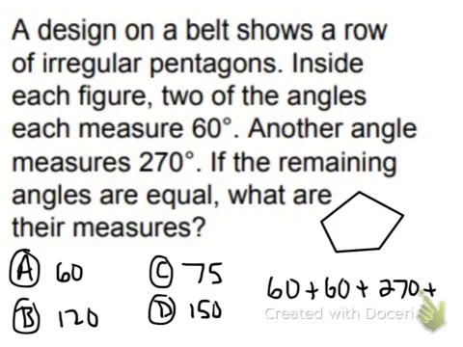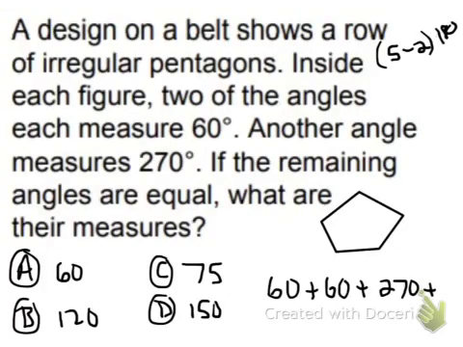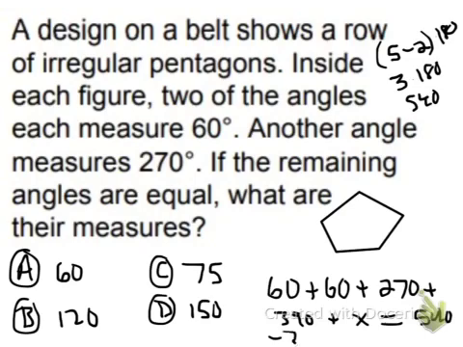Well, we found before that if we do the n, which in this case is going to be 5, minus 2 times 180, we have 3 times 180, which is 540. So that means that the sum of these angles should equal 540. So 120 plus 120 is 240, plus 150 is 390, and then we add what we don't know. So it has to equal 540, because remember the sum of the interior angles is 540.